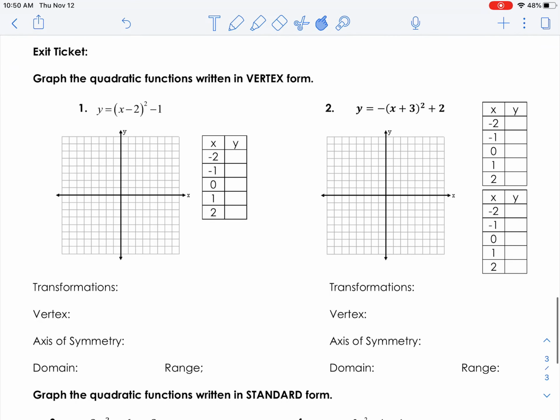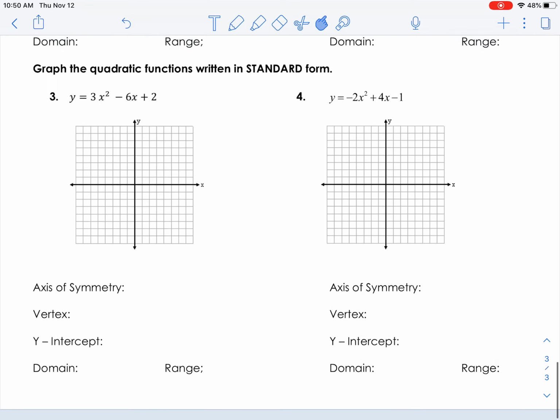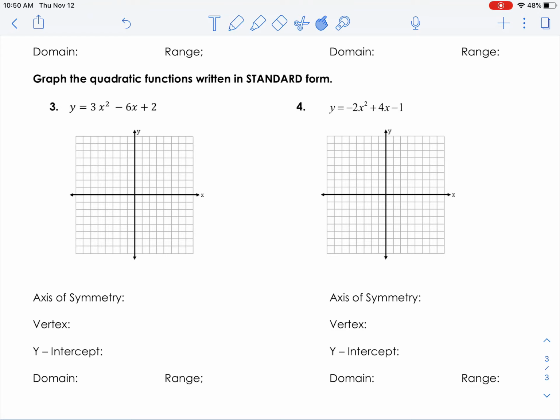Today for practice, you're going to do an exit ticket. You're going to do 2 vertex form graphs and 2 standard form graphs. Okay? See what you can do. Submit this and I'll grade it, and I will see you guys tomorrow.